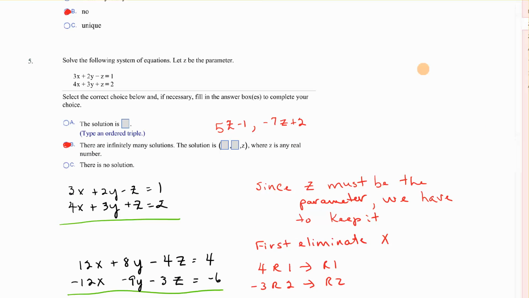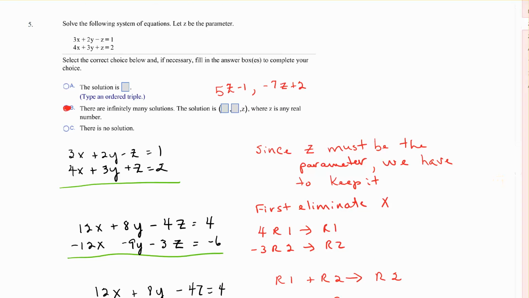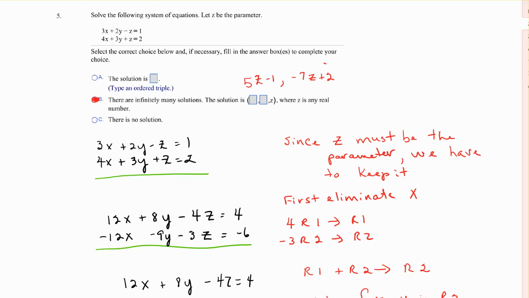All right. Number 5. In number 5, we need to notice there are 3 variables, but there's only 2 equations. So z is going to be any real number. We're going to call it the parameter, and we solve it a little bit differently. All right, so z could be any real number. And since it's the parameter, we have to keep it.